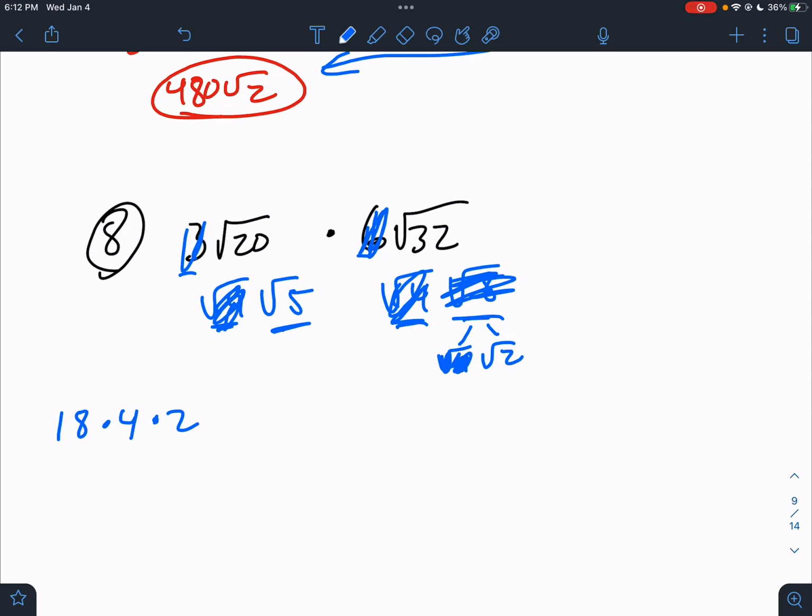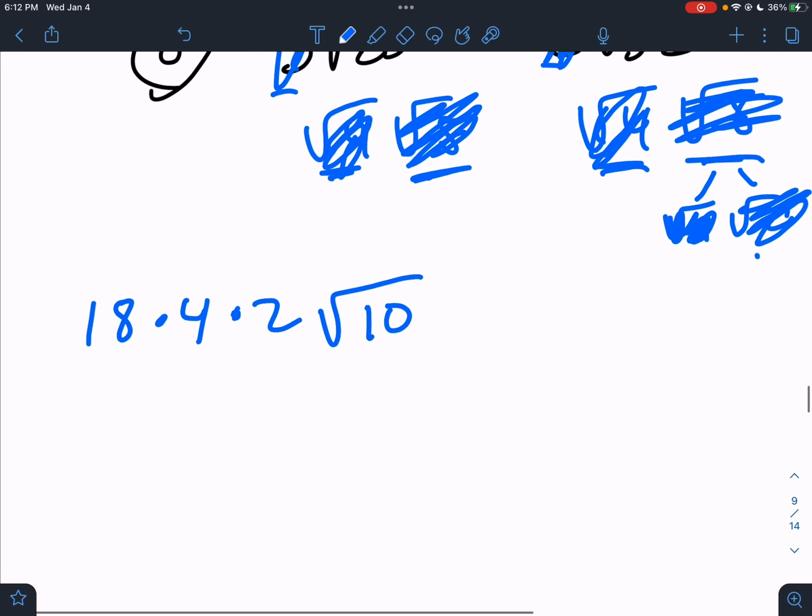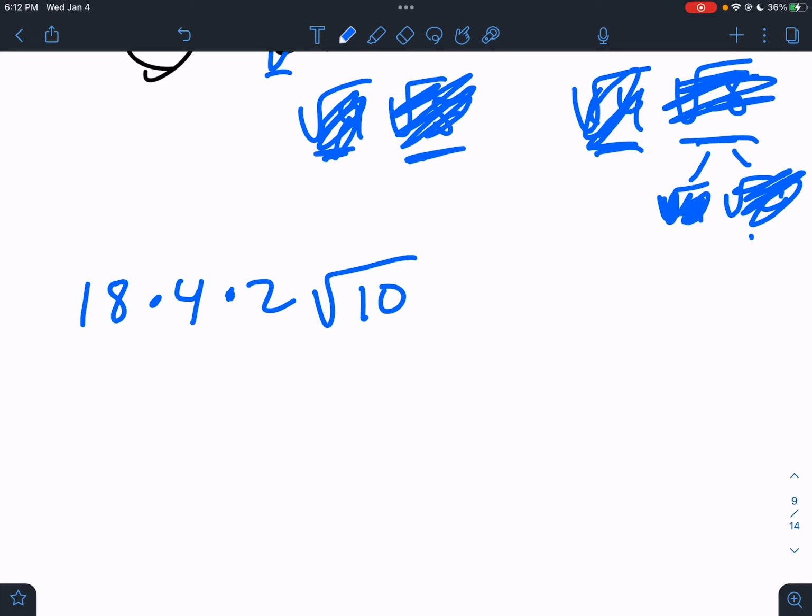And then we still have root 5 and root 2. Do they have any common factors? No. Do they have any perfect square factors? No. Well, then all we can do is multiply those back together. So root 5 times root 2 gives me my root 10. And then here we got to multiply. I would do 18 times 2 is 36. And then 36 times 4 would be 36 times 2 times 2.